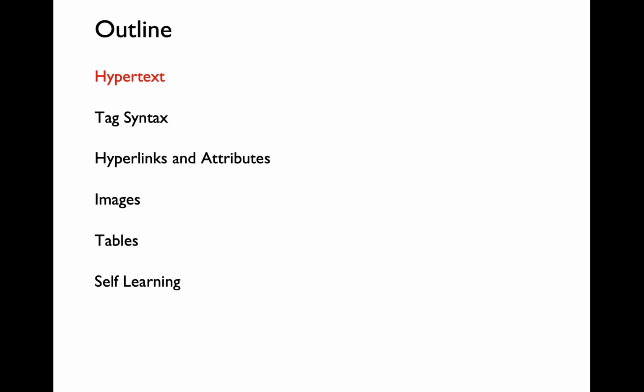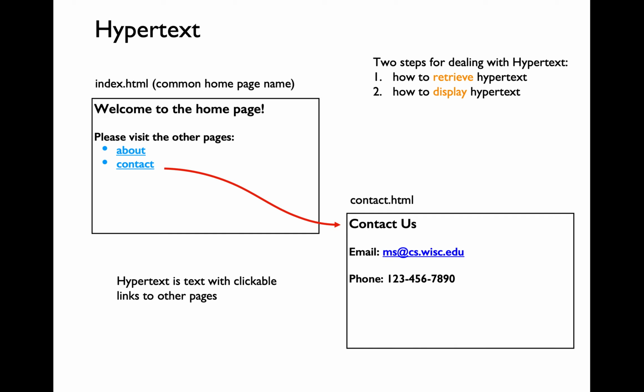Let's talk about the term hypertext. Whenever you have a text which contains a hyperlink, that text is called a hypertext. What is a hyperlink? Any link that you can click on which takes you from one web page to another web page is called a hyperlink. Here is an example of a simple web page which contains a couple of hypertexts. When I click on the contact link, that's going to take me to the contact.html web page which contains some details.